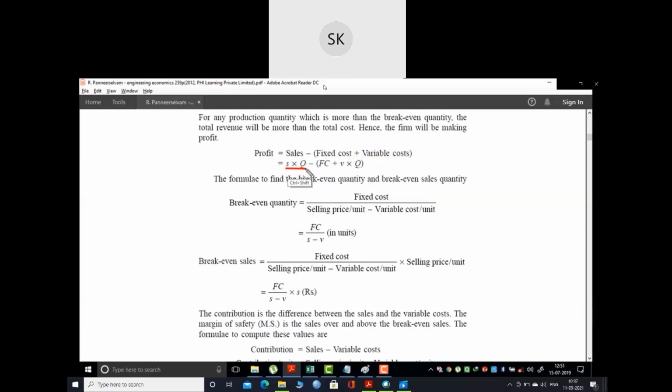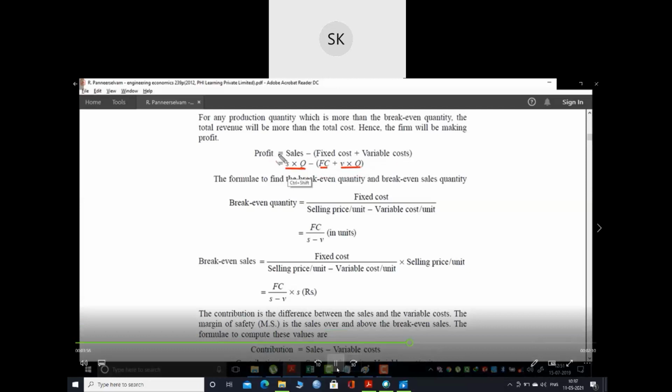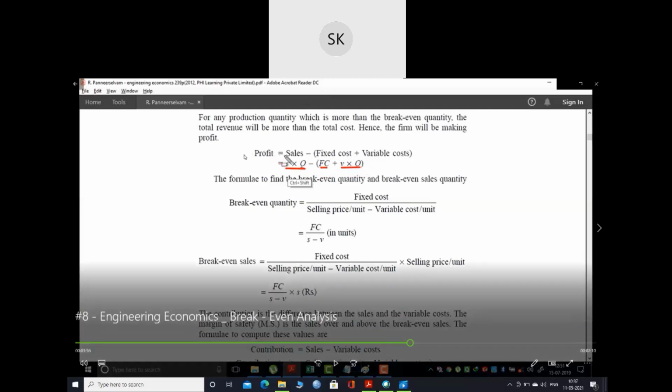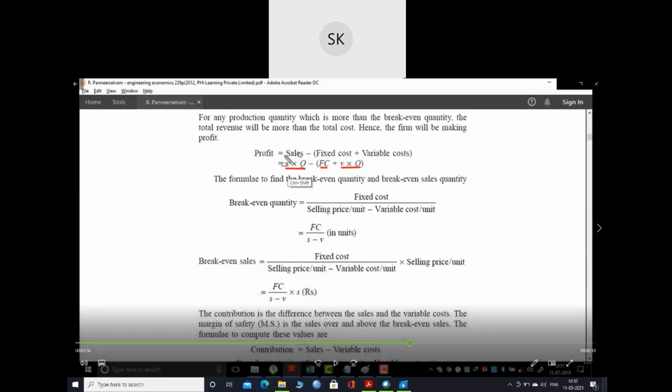Now the sales is equal to S into Q, and the total cost is the fixed cost plus the variable cost into quantity of production. So V into Q becomes the variable cost. So how do you find the profit? By the general formula, selling price minus cost price, right?